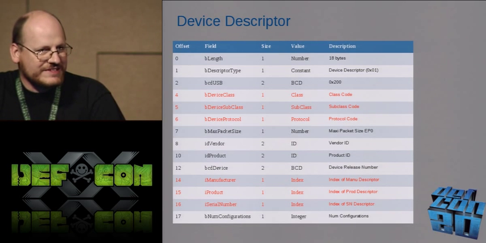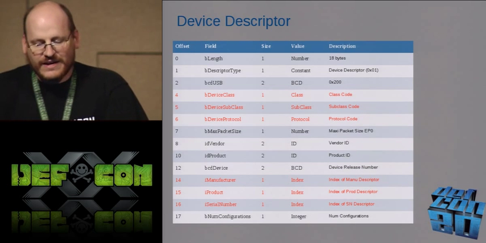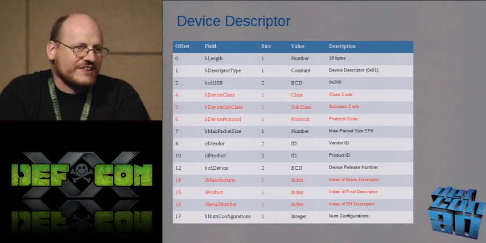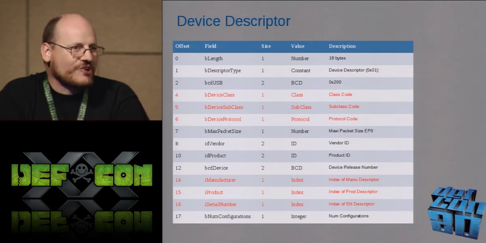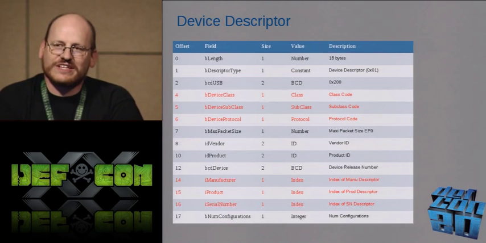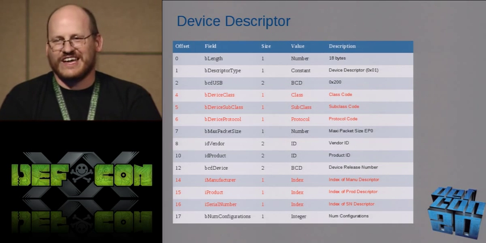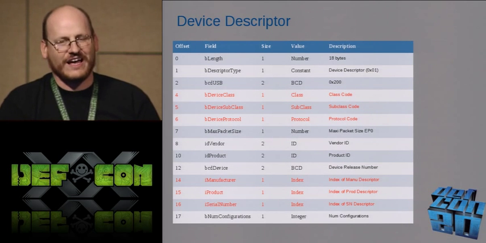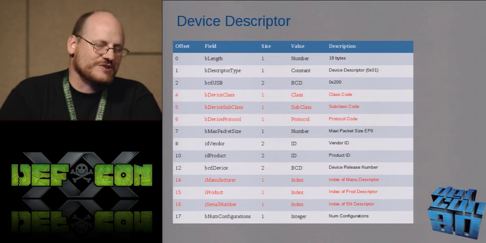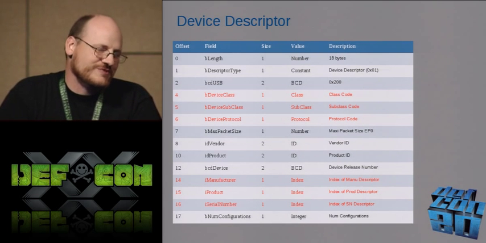USB and BCD, it's going to send 200 in hex. And then it's going to send you a couple of important pieces of information, namely the class, subclass, and protocol. Now, in the USB spec, you can send zeros, which mean, oh well, I'm not going to tell you yet. I will tell you in a lower down descriptor. So I'm not going to tell you in the device descriptor. Maybe I'll tell you in the configuration descriptor or the interface descriptor.